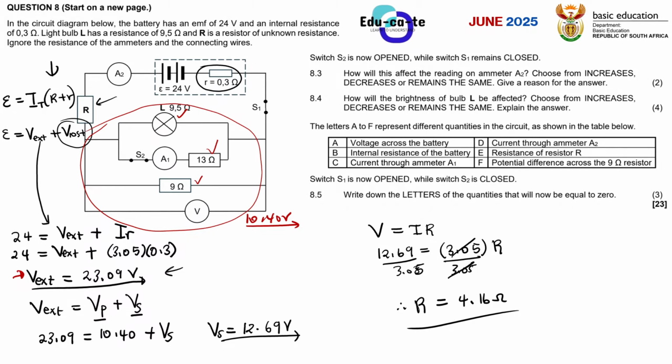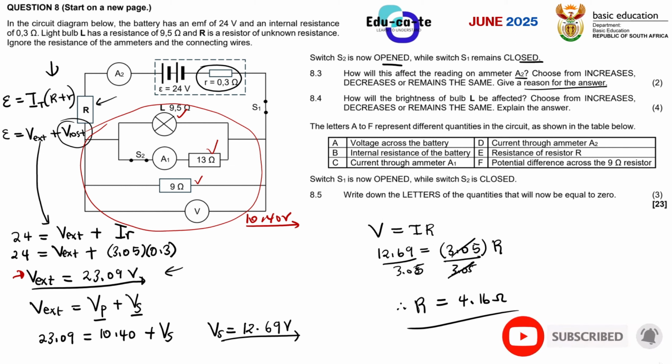Now we have a couple of conceptual questions here that you need to be able to answer. I'll only answer one of them, then the other two you will answer in the comments. Switch S2 is now opened. Switch S1 remains closed. How will this affect the reading on ammeter A2? Choose from increases, decreases, or remains the same, and give a reason for your answer. I've made a video explaining Ohm's law and how to interpret such conceptual questions. Let's get to how to interpret this.